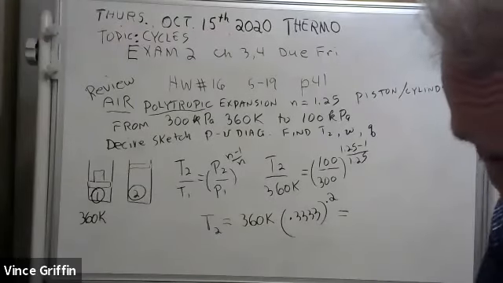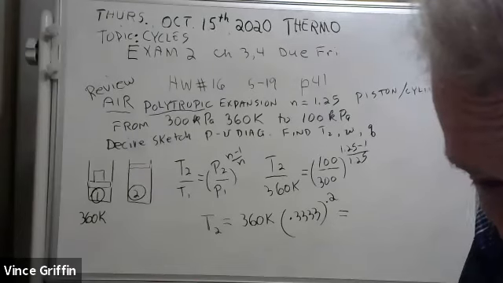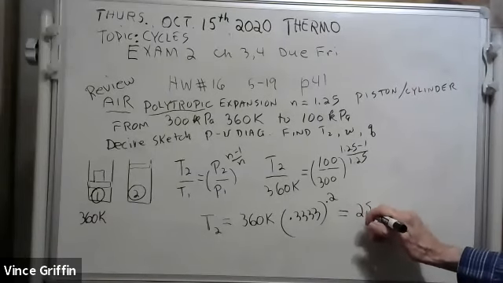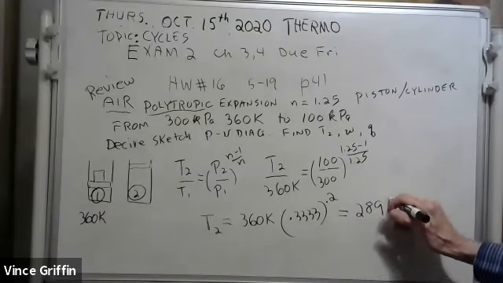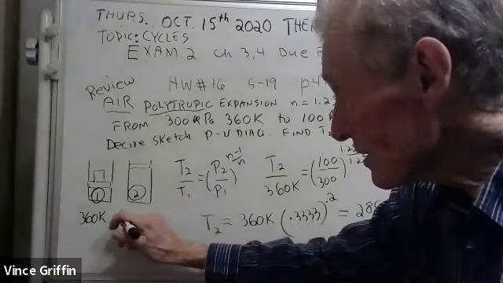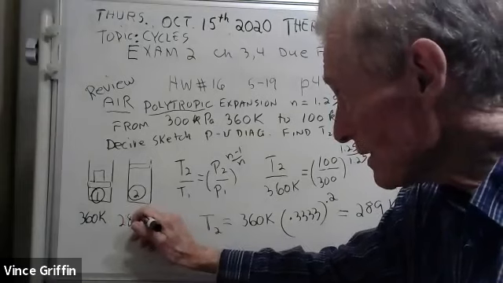Yeah, they are. And that's why we're doing this. So I got 289. Good going. I'm just going to round it off to 289. See, it was 360 and now it's 289.